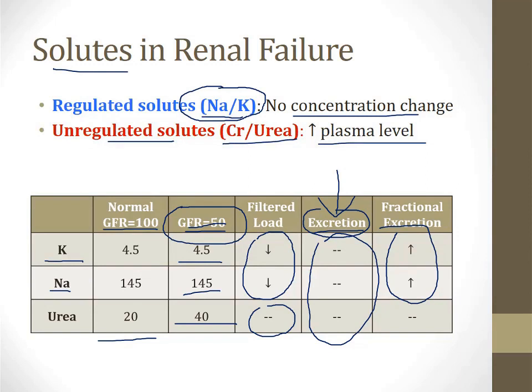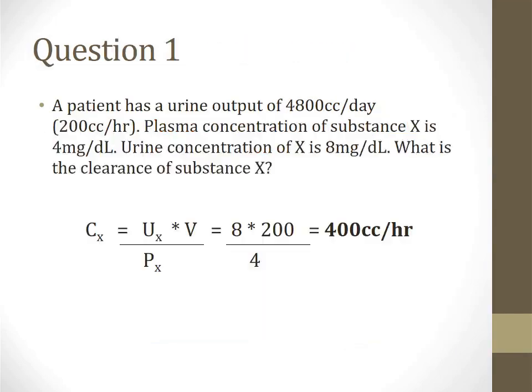In the case of urea, there's been no change in excretion rate, no change in filtered load, so the fractional excretion has not changed. Make sure you go through this carefully and understand everything on this slide. It's very high yield. I'll finish this video by going through a couple sample renal physiology problems of the type you're likely to see on your board exams.